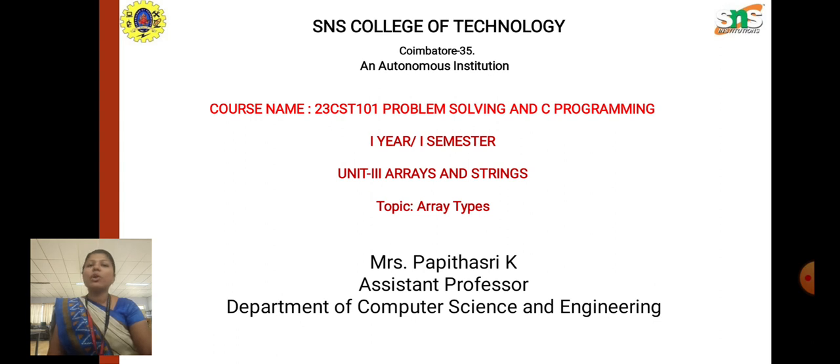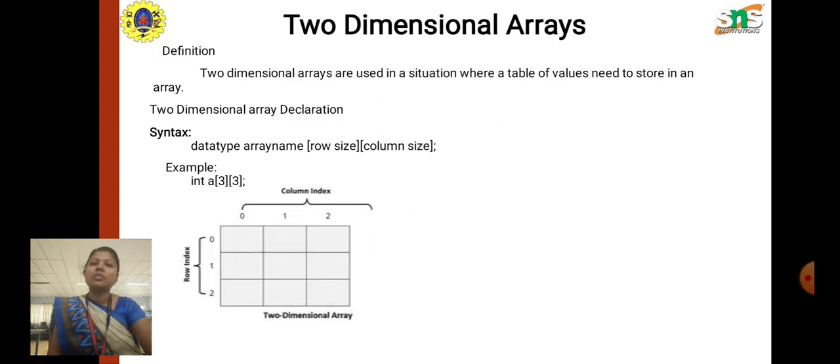So today we are going to discuss the types of arrays. Okay, so first of all, what is an array? As I said earlier, an array is a collection of elements with similar data type. So that is said to be an array. In array there are two types. One is one dimensional array and the next one is two dimensional array or multi-dimensional array.